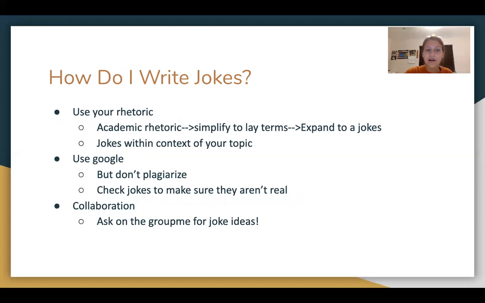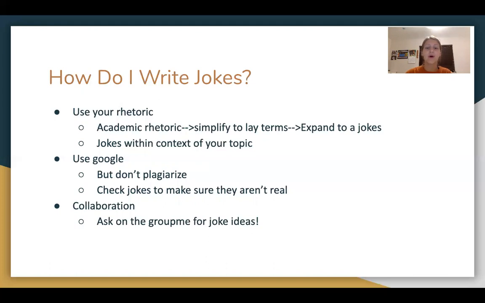And then how do you write jokes? Use your own rhetoric. You're going to be pulling from sources and reading the academic rhetoric, and then you want to simplify that into your own words. Of course, you can do some sourcing, but you want to simplify it into your own words for the most part. And then you can expand that into jokes. You want to make sure they're in the context of your topic. Sure, there's a bunch of funny jokes, but if they have nothing to do with your topic, they're really just taking away from your speech. So using your own words in the context of your speech is really important.